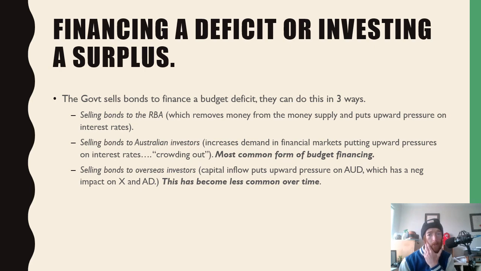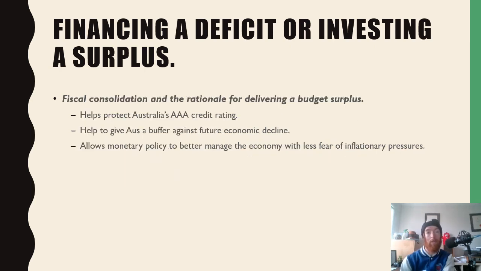So if we sell bonds to overseas investors, basically what's going to happen is that in the short term, it puts upward pressure on the Australian dollar because those people use their currency to buy Australian dollars, taking them off the foreign exchange market, meaning there's less Australian dollars available, which means it's higher in value because it's more scarce. And if our dollar rises in value, it actually hurts exports and aggregate demand, which defeats the purpose. So we don't do that as much anymore.